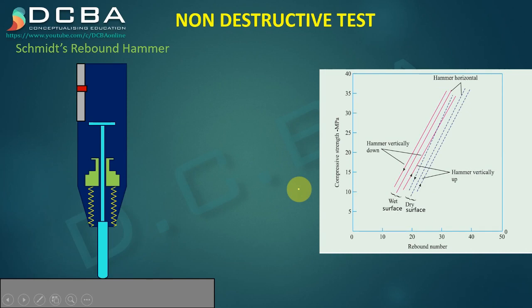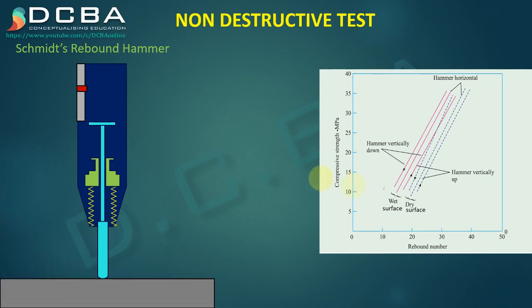So how do we correlate that rebound number and our compressive strength? There is a graph that is given to us, and on this graph, on the y-axis we have compressive strength, on the x-axis we have rebound number. This test can be performed vertically, horizontally, or at any angle for that matter, and at every angle you will get a different rebound number. So this particular chart is calibrated for two angles basically.